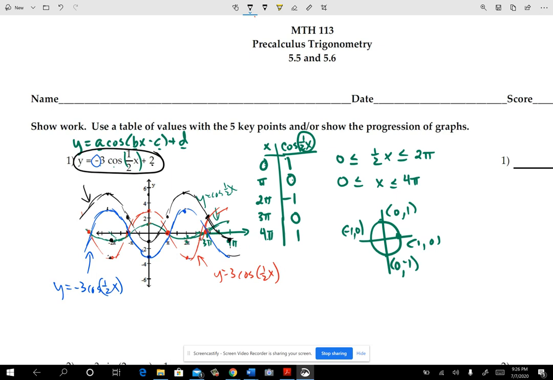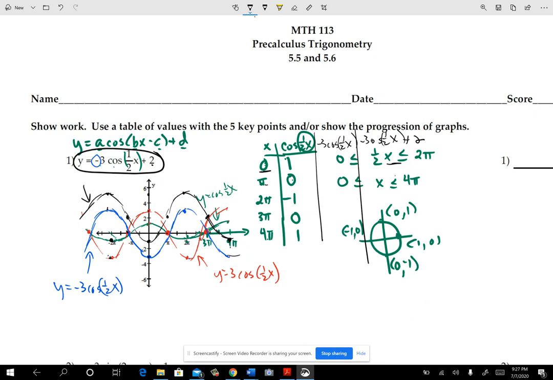Now, if you like the idea of continuing your table and actually figuring out what the ultimate value is for the 5 key points, you could really go through and do it that way. You could go through a progression of things, like this is what cosine 1/2 x is, and then here's what it would be if I had -3 cosine 1/2 x, and then this is what's going to happen if I have -3 cosine 1/2 x plus 2, and then just look at plotting those ordered pairs. Okay, so that's an option if you want.